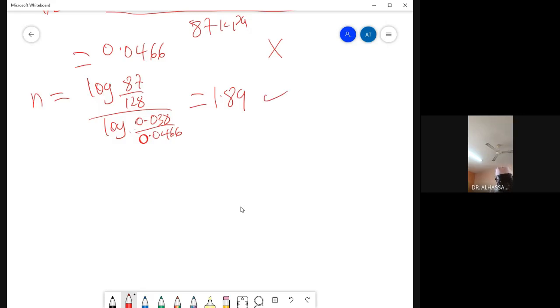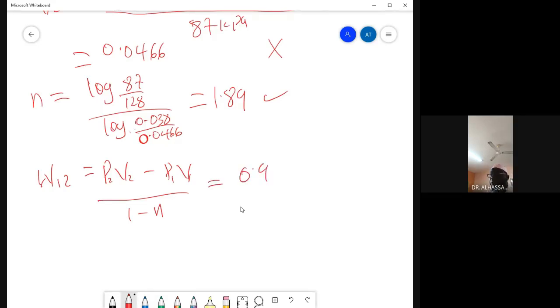So now we can calculate the boundary work. W12 equals P2 V2 minus P1 V1 divided by 1 minus N. If you calculate this carefully, you get about 0.9198 kilojoules.